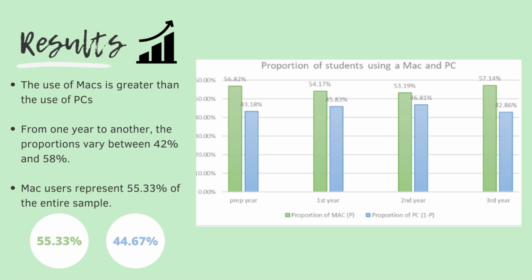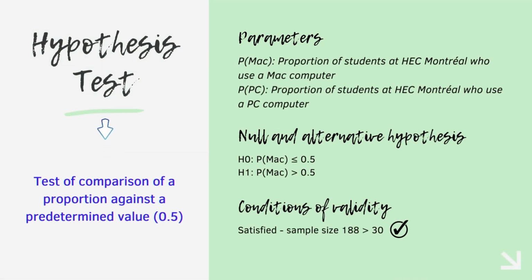We then performed a hypothesis test to conclude whether Mac are preferred over PCs among the entire population. To test our hypotheses, we proceeded to a one-tailed test of comparison of a proportion against a predetermined value of 0.5 at the 10% significance level. The parameters are the following: the proportion of Mac users at HEC and the proportion of PC users at HEC. We chose to perform the test on the proportions of Mac, which is 55.33%.